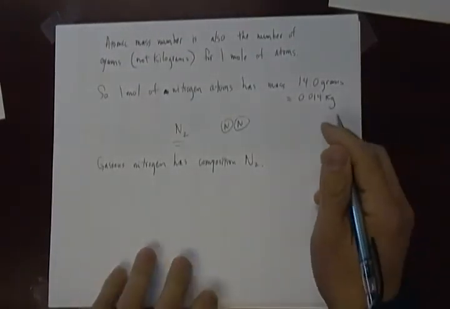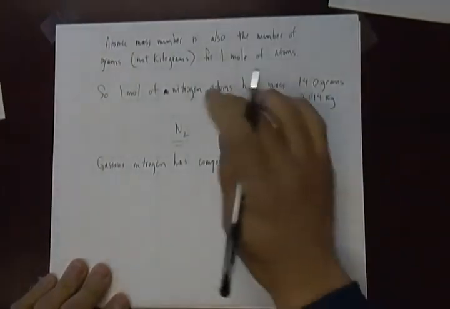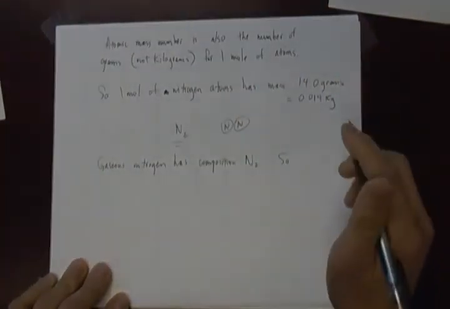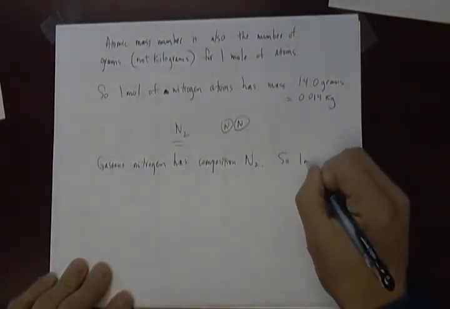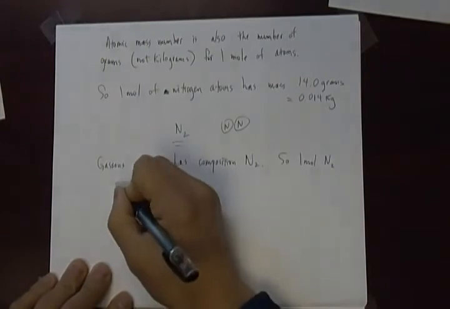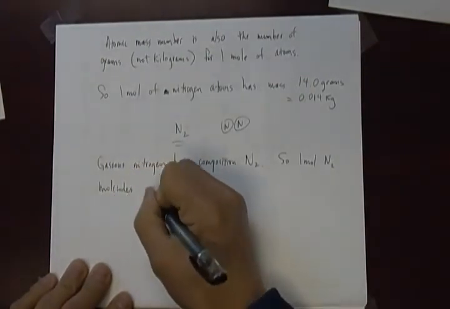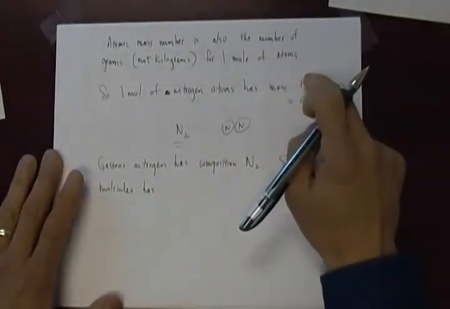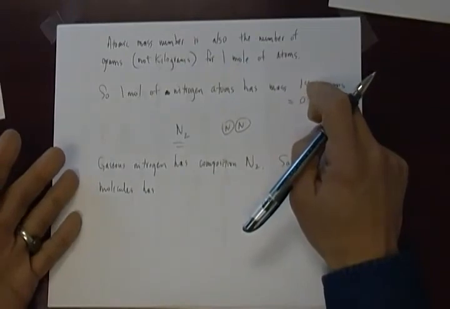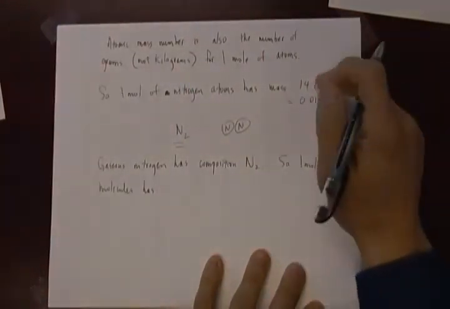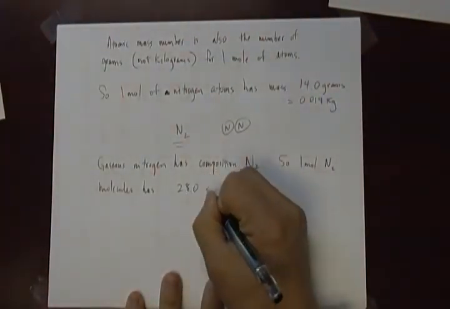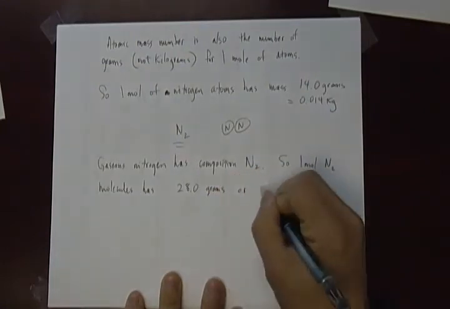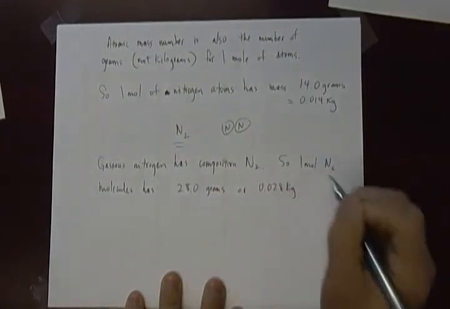So if we want to know how much mass for 1 mole of N2, that's kind of simple because there's 2 atoms per molecule. So 1 mole of N2 molecules has a mass 2 times the number we got before. 14 was the atomic mass. If you want the mass for the molecules of N2, just twice that. So it'll be 28 grams, or if you want, 0.028 kilograms.